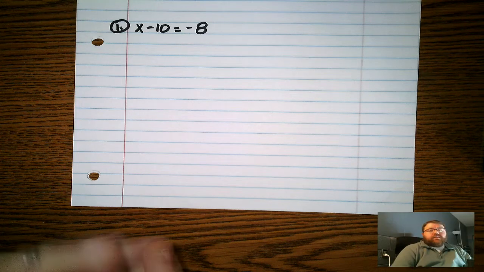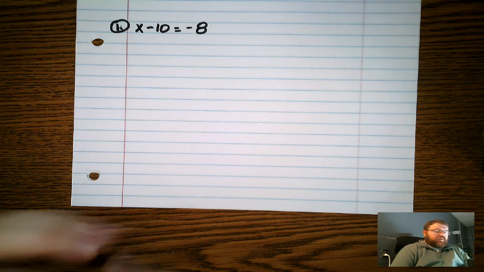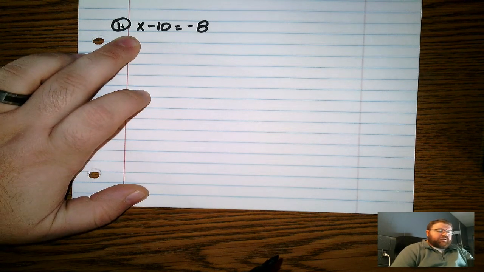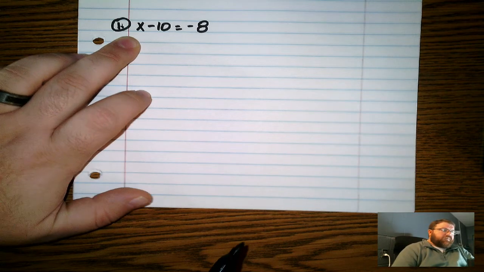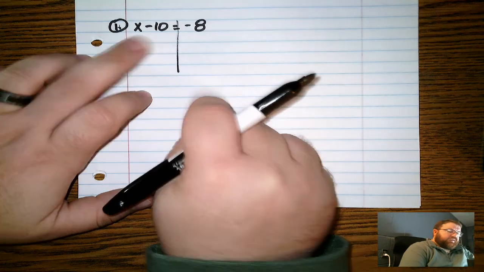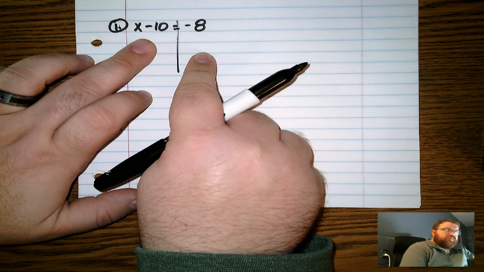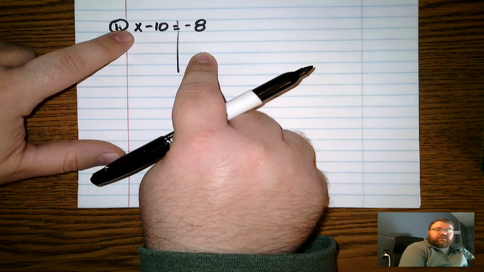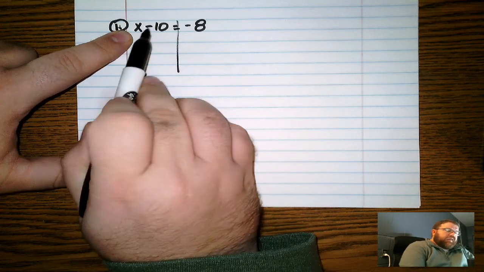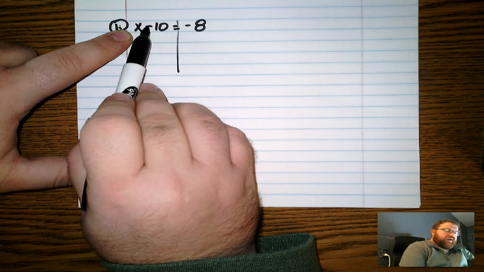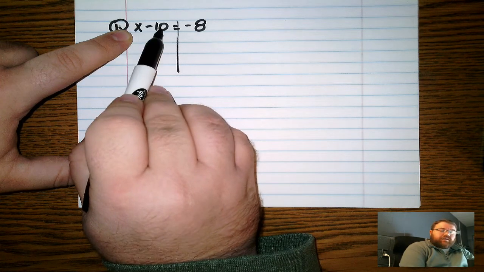Now let's look at assignment 1, problem number 1. You have x minus 10 is equal to negative 8. I'm going to draw the line. Again, this is simply to separate the left hand from the right hand side of the equal sign. Find your variable, which is again on the left hand side, and then ask yourself what's trying to be done to that variable. You have a negative 10 or subtracting 10.